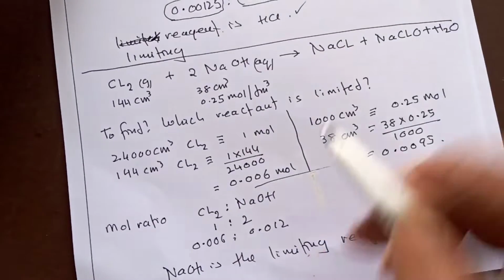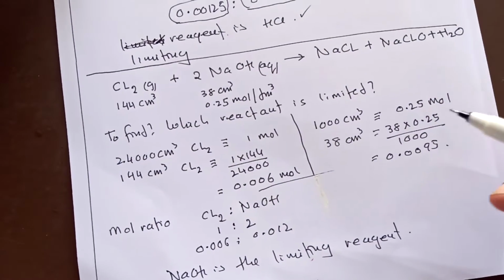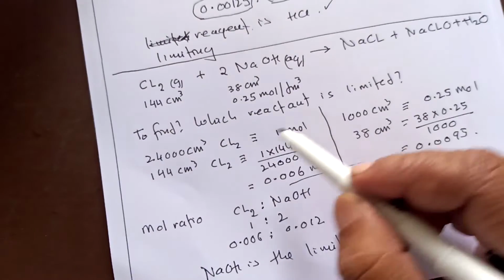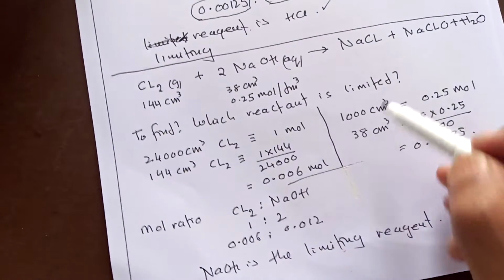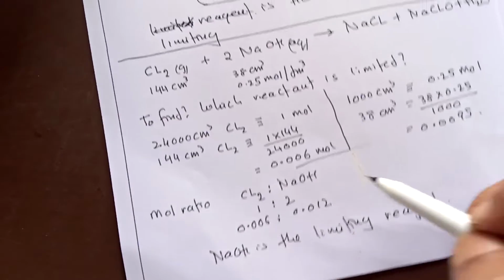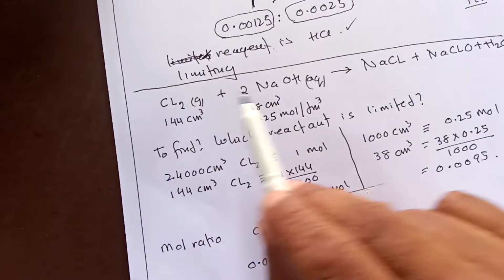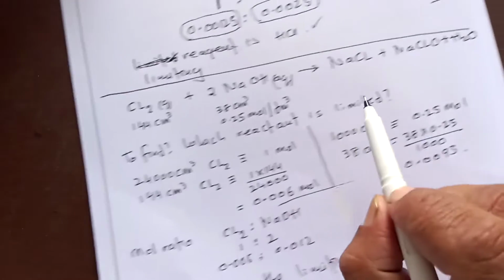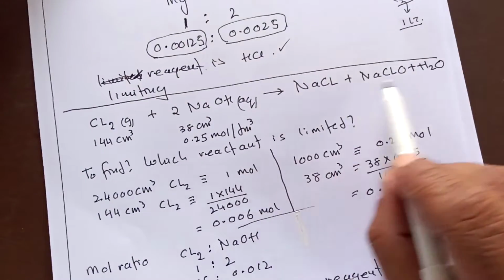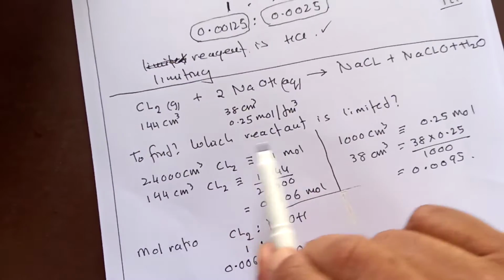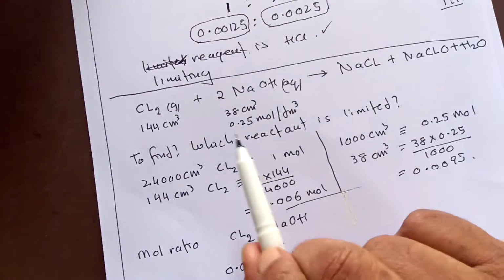Now, let us see the second question on mole concept. Here also is a second example where we have to know which reagent is limiting. We have a limiting reagent, okay? Because we are reacting chlorine gas with NaOH, we are getting this.